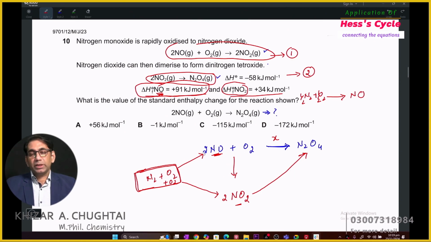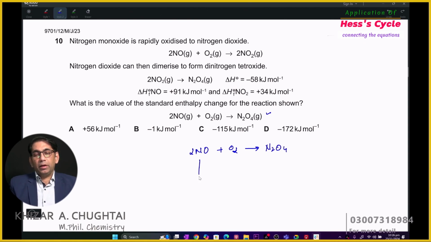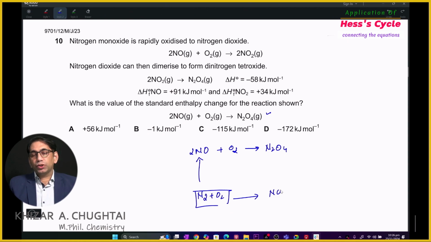Here is almost, you can say, a distorted tetragon. So once again, 2 mole of NO plus O2 goes to, I'm going to write this equation, N2O4, and here are the elements, nitrogen plus oxygen. Those are making 2 mole of NO, and the same elements are making basically nitrogen dioxide, 2 mole of nitrogen dioxide, and this nitrogen dioxide is going to change itself into N2O4.